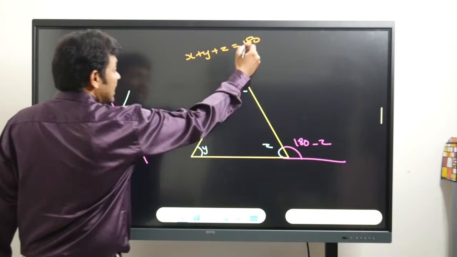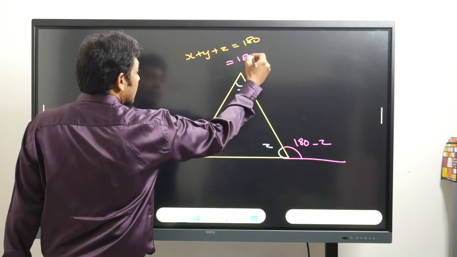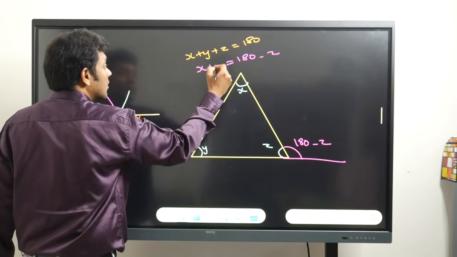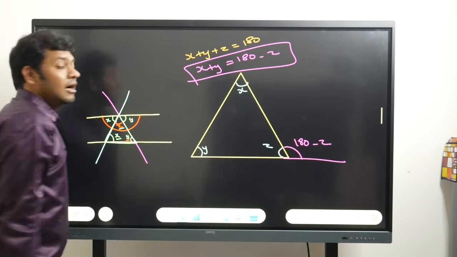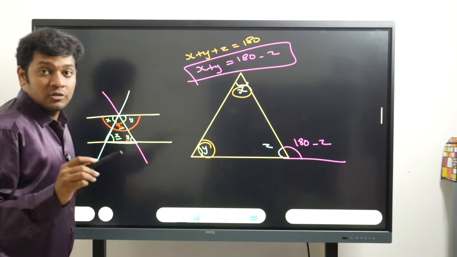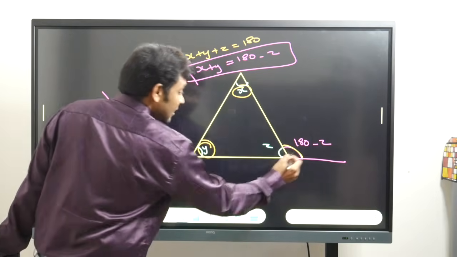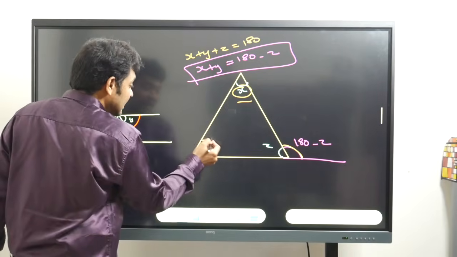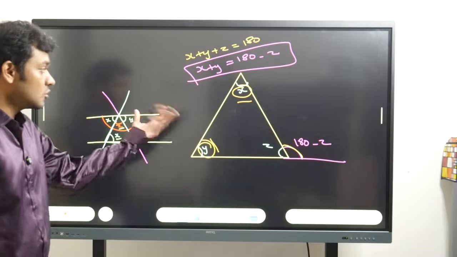So what is 180 minus z? It will be x plus y. So 180 minus z is nothing but x plus y. So in a triangle, my external angle is equal to the sum of the interior opposite angles. Just good to know this concept.